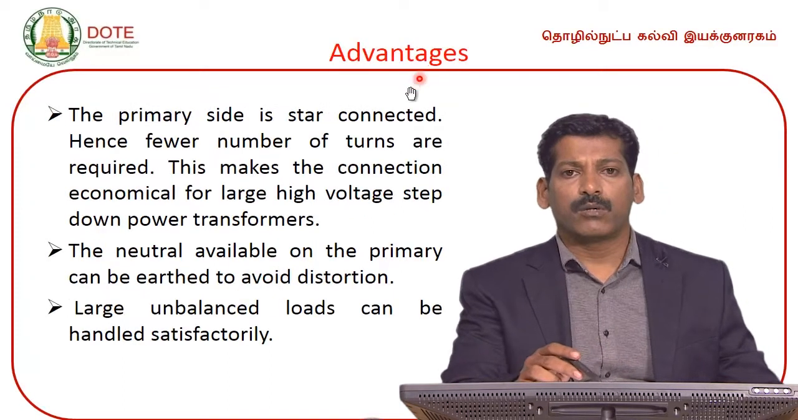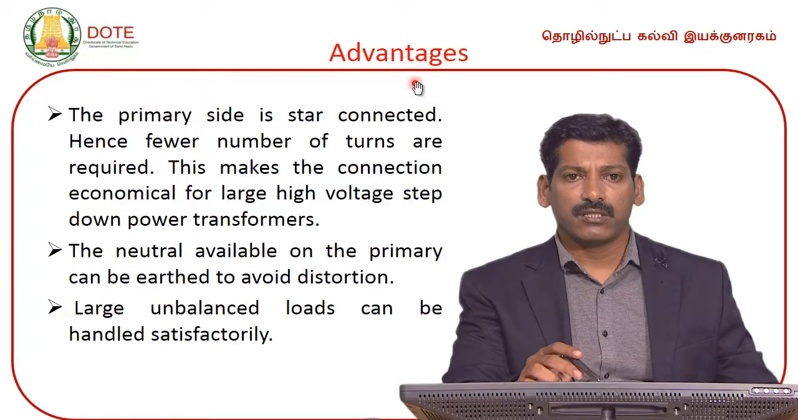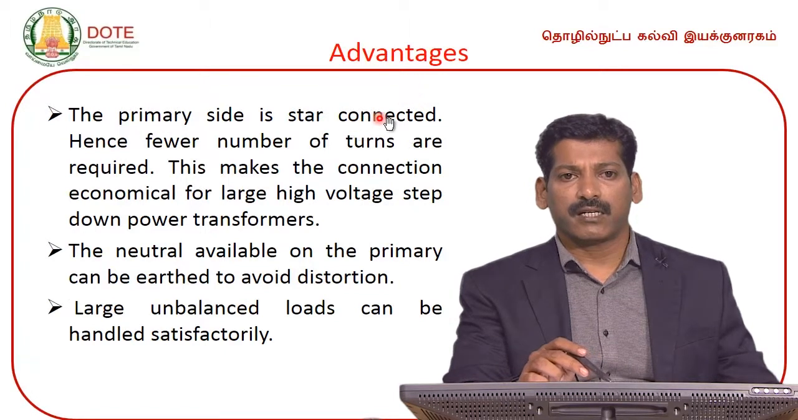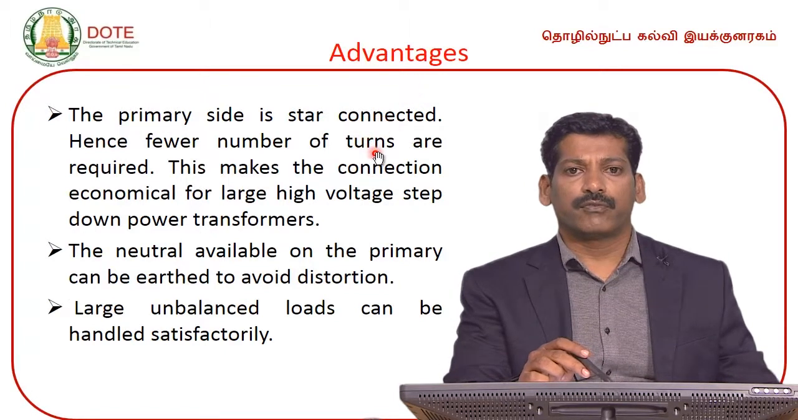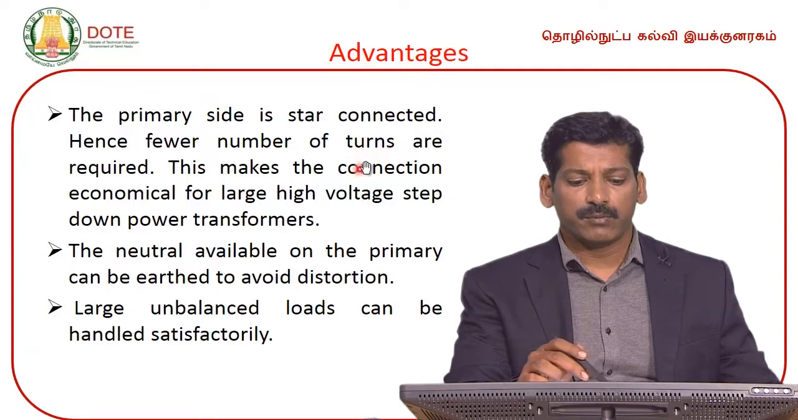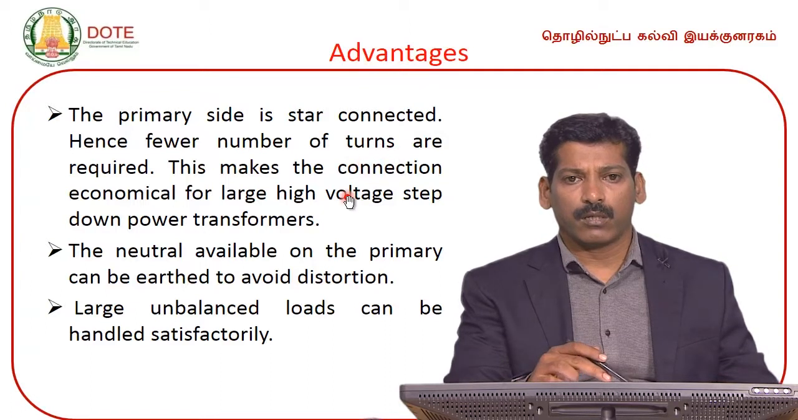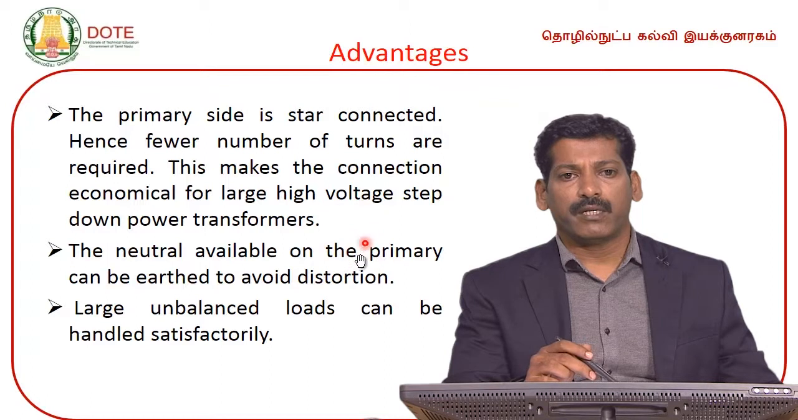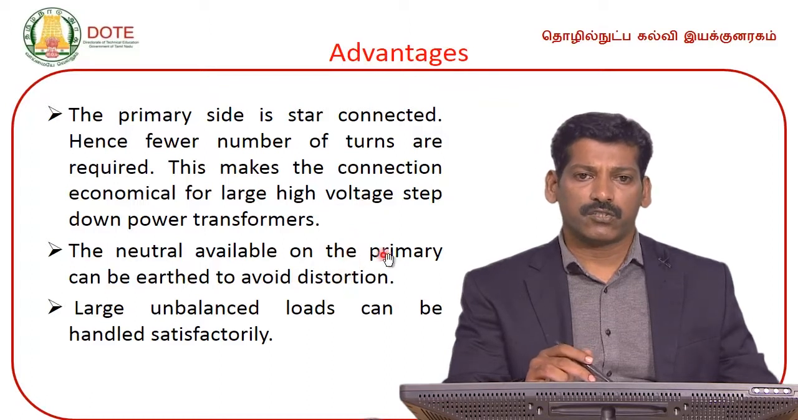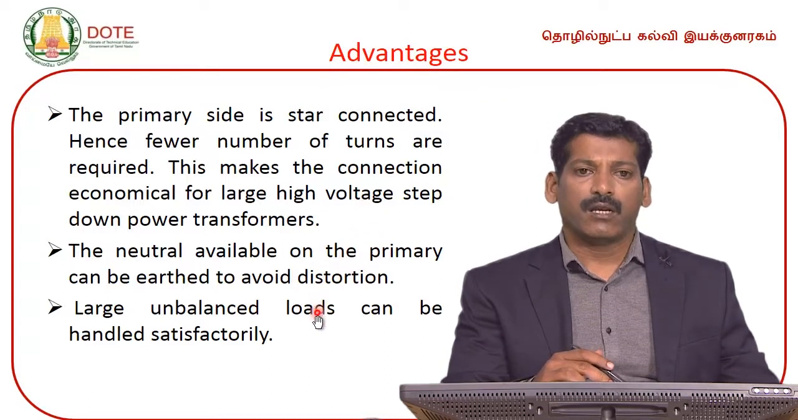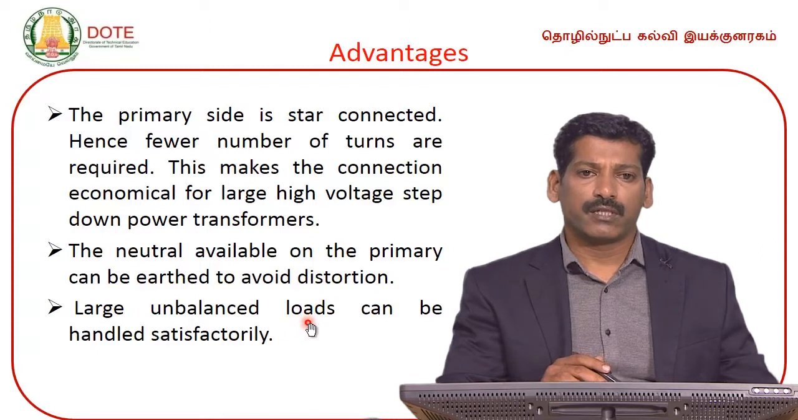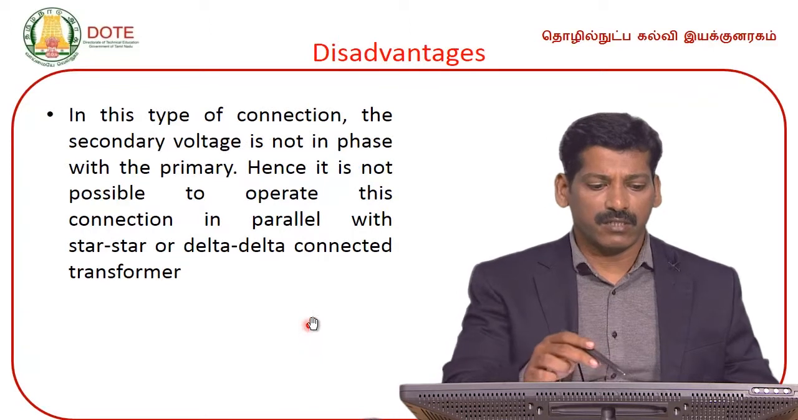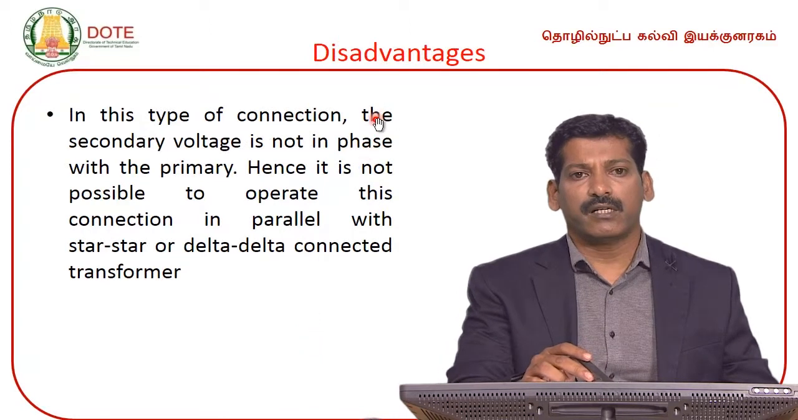So, here are the few advantages of star delta connection. One, the primary side is star connected, hence a fewer number of turns are required. This makes the connection more economical for large high voltage step down power transformers. Two, the neutral available on the primary can be earthed to avoid distortion. Number 3, large unbalanced loads can be handled satisfactorily.